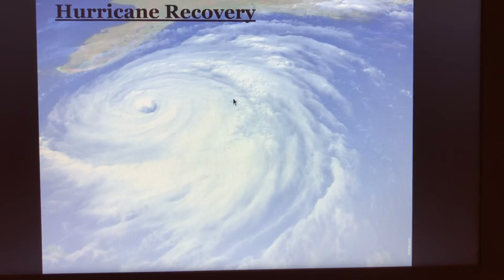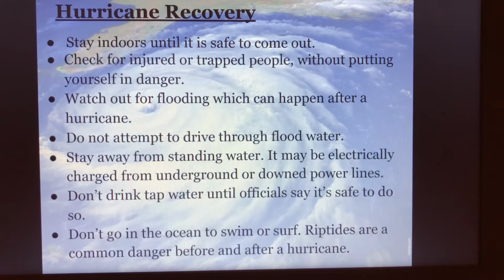After the hurricane, that's when the big stuff happens. So stay indoors until it's safe to come out. There could be tornadoes still popping up. There could be flooding. All kinds of things could be outside your front door. Check for injured or trapped people without putting yourself in danger. Remember, structures are going to be very unstable. Watch out for flooding, which happens after a hurricane, from the storm surge and the heavy rains. Like you learned in the flood video, never drive through floodwaters. Stay away from any standing water.